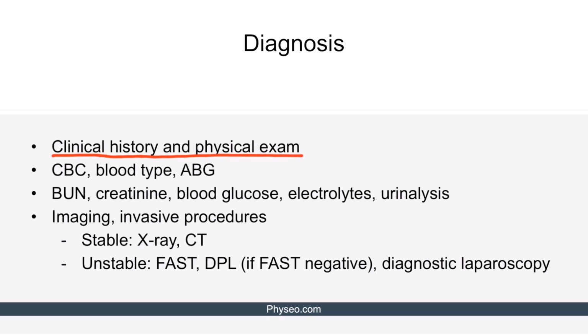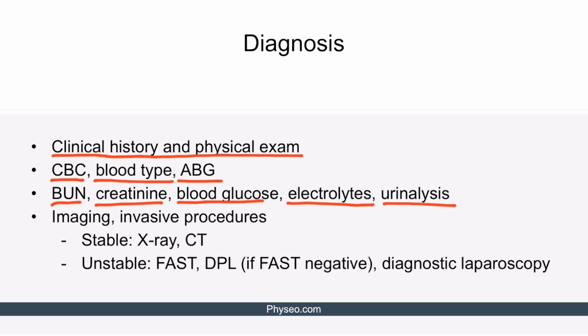Second, every patient with upcoming emergent surgery should undergo blood tests such as CBC, blood typing, and ABG to determine their hemodynamic stability. In addition, to check for genitourinary traumas and acid-base balance, BUN, creatinine, glucose, electrolytes, and urinalysis should be done. Finally, in terms of imaging and invasive procedures, X-ray, ultrasound, CT, DPL, and diagnostic laparoscopy can be done based on the patient's hemodynamic stability.